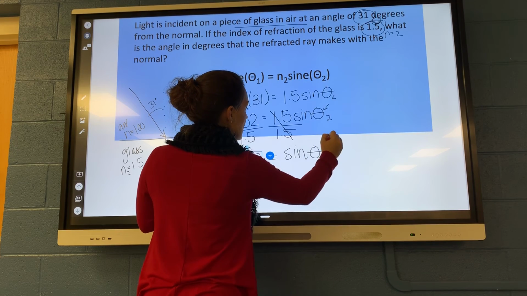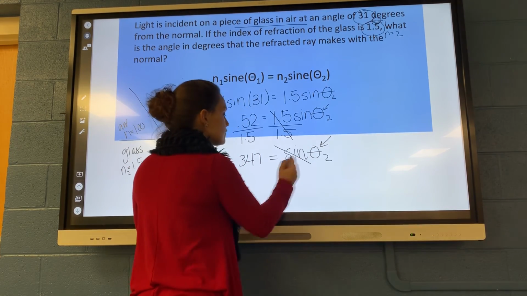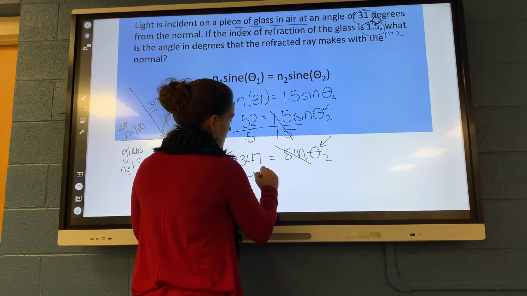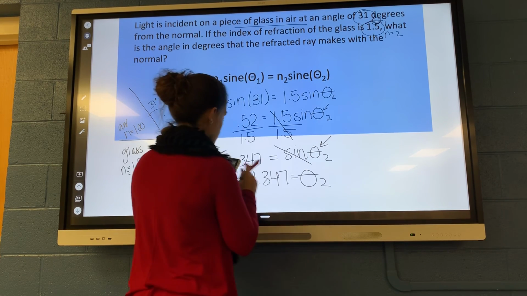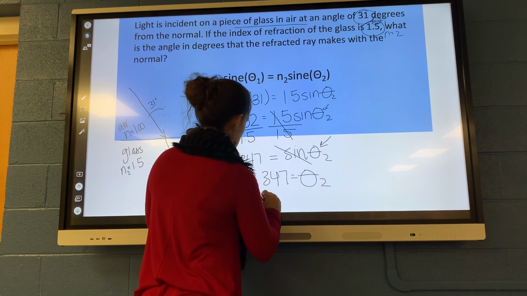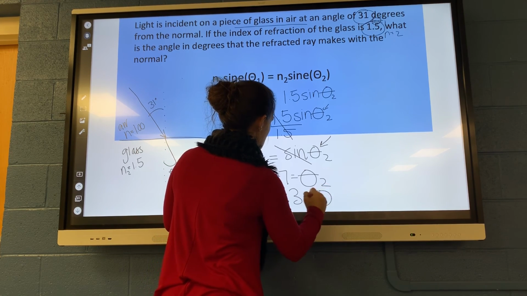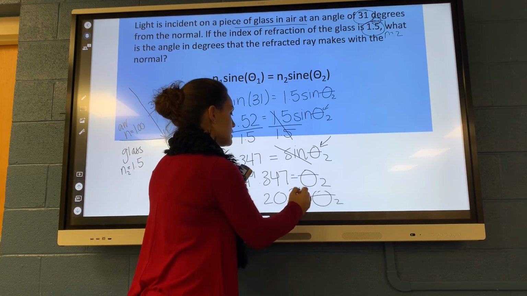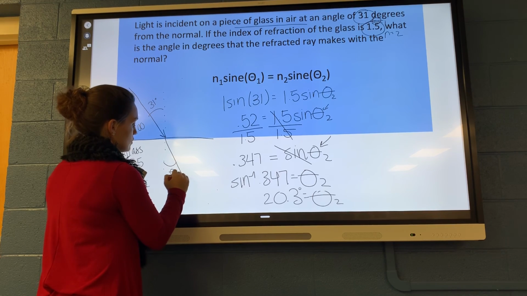How do I solve for the angle? All right, I need to get the angle by itself. So I need to take the inverse sine. Sine inverse of 0.347 equals angle 2. All right, so if I take the inverse sine of 0.347, I get 20.3 equals angle 2. All right, 20.3 degrees. So the degrees that it comes off right here, 20.3 degrees.